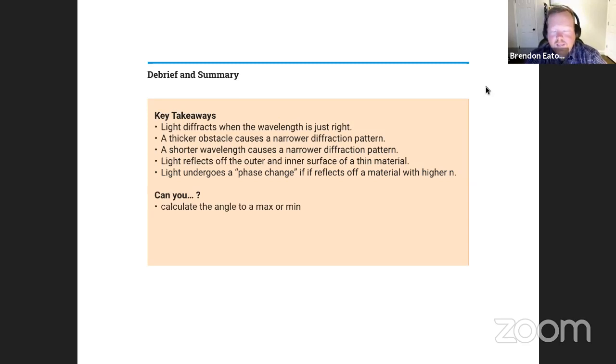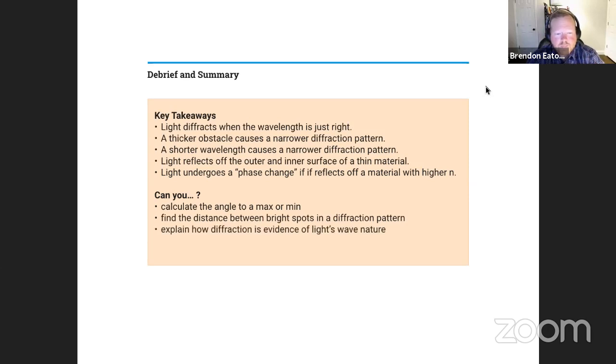And can you do these things? Can you calculate the angle to a maximum or a minimum? Can you find the distance between bright spots in a diffraction pattern? Explain how diffraction is evidence of light's wave nature, and determine how a particular wavelength will interfere with the film or coating?